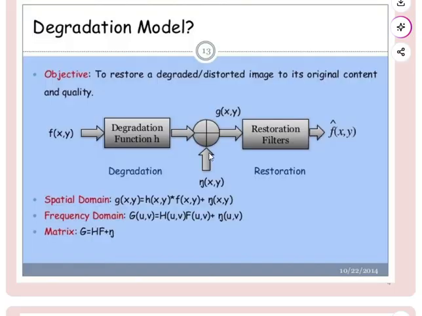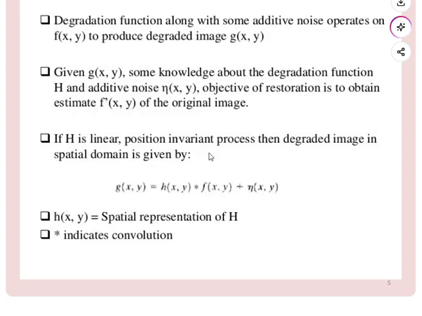In the frequency domain, x and y are converted to u and v, and therefore the equation would be g of u comma v is equal to h of u comma v into f of u comma v plus n of u comma v. In terms of matrix, it is represented as g is equal to h into f plus n. Next, we'll discuss the characteristics of this equation. If h, that is the degradation function, is linear and position invariant, then the degraded image will be given in the spatial domain, and the star here represents convolution.